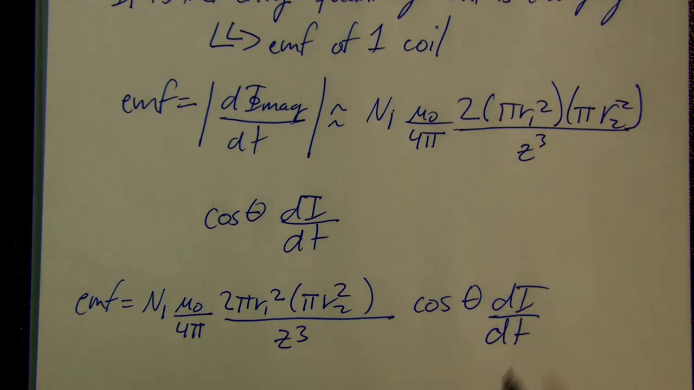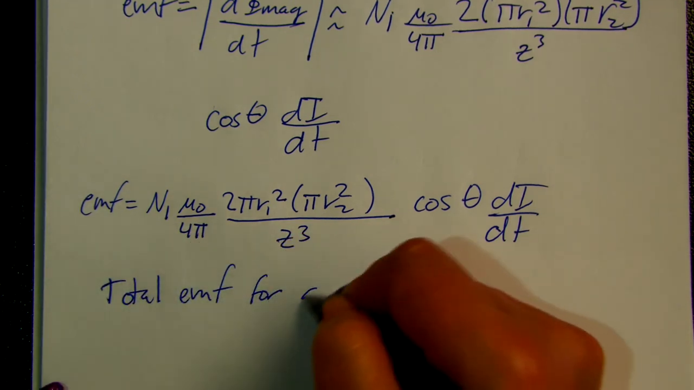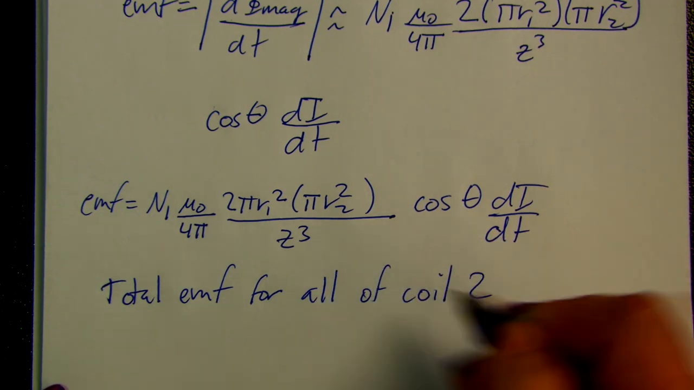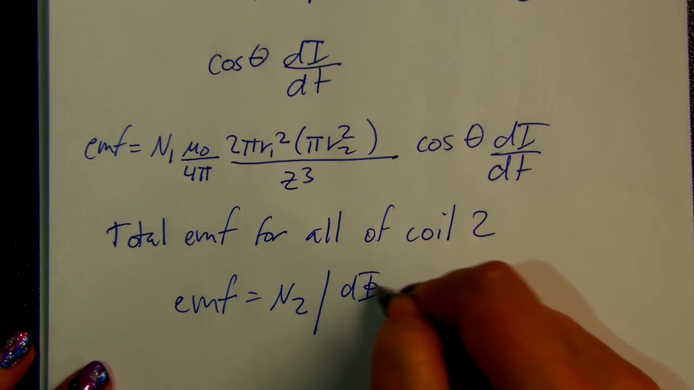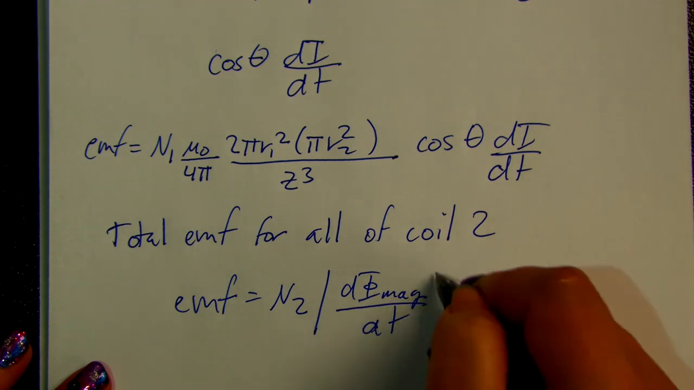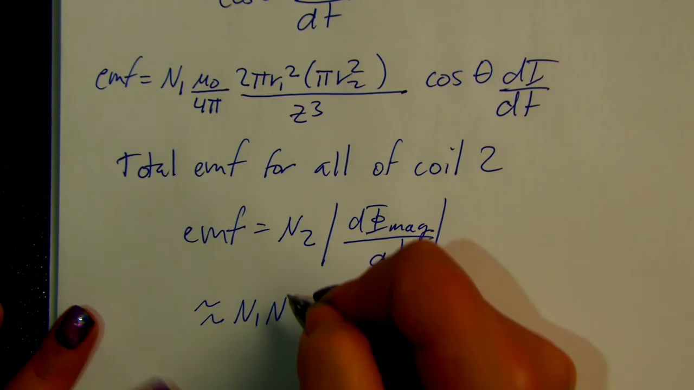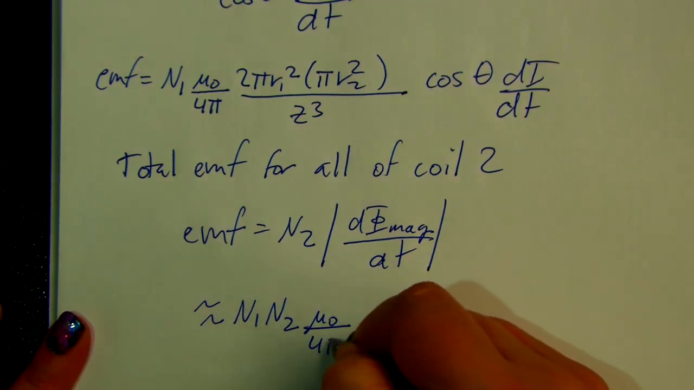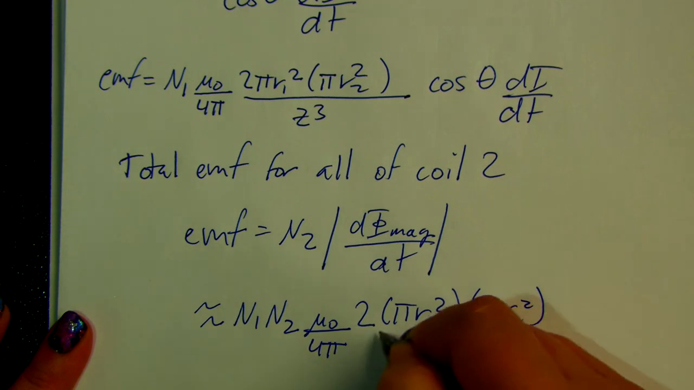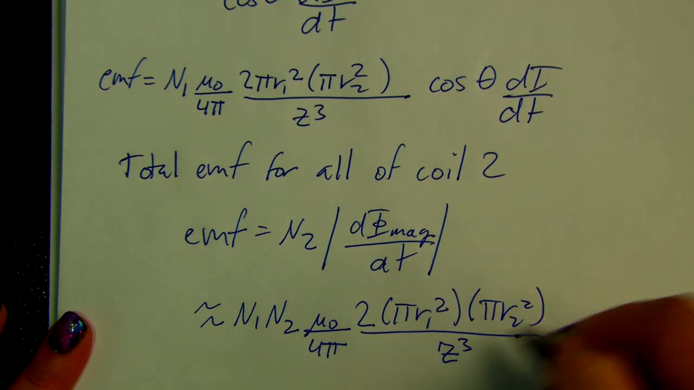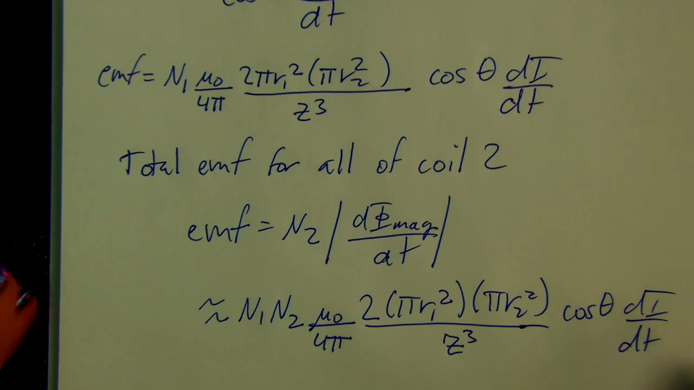Okay, so the total EMF for all of coil 2, EMF is equal to N2 times the time varying magnetic flux, which is approximately N1 N2 mu naught over 4 pi, 2 times pi r1 squared, pi r2 squared over z cubed cosine theta dI/dt. And we can just plug and chug now.